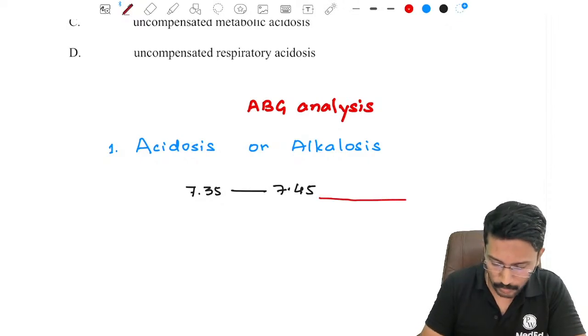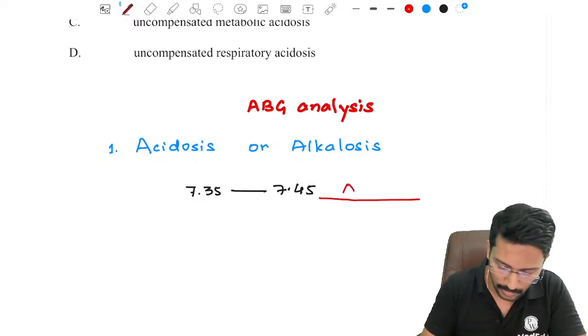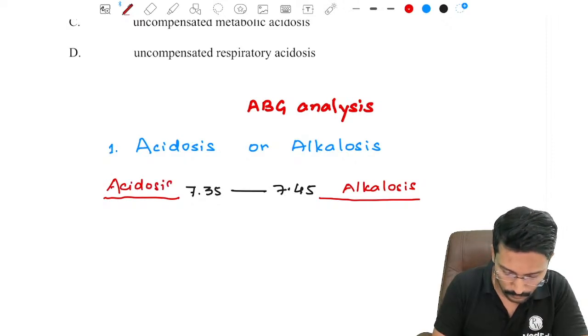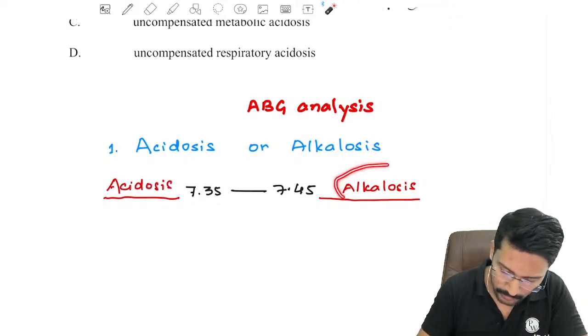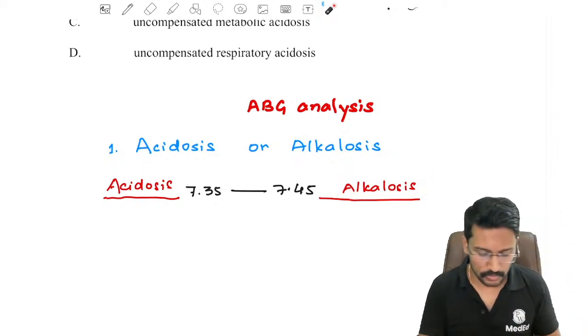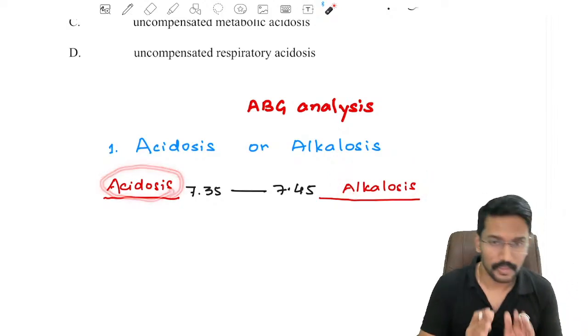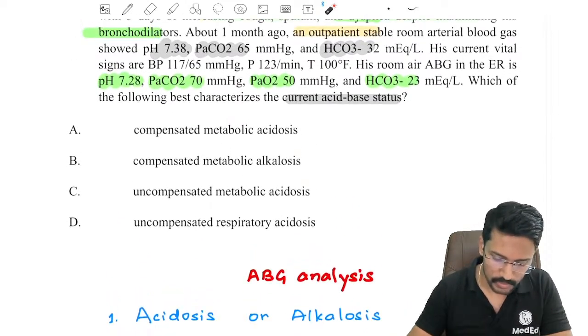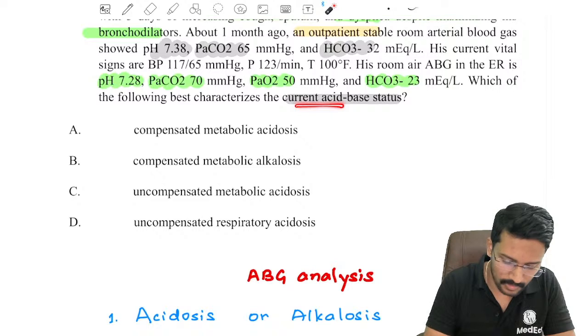Anything more than 7.45 would amount to alkalosis, and anything less than 7.35 would amount to acidosis. Okay, so if your pH is 7.45 plus, that would be alkalosis. If it is less than 7.35, that would be acidosis. That is the step number 1. So we are going back to this ABG. Let us concentrate on the current ABG.